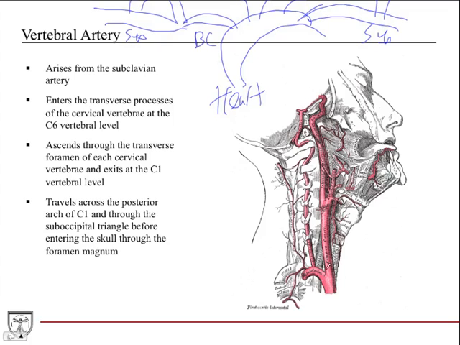And you can see that here, actually. Here's a good structure. Here's the subclavian artery. Here's your common carotid, which goes up and supplies the brain. Here's the subclavian that comes off here. This is a beautiful picture of your vertebral artery coming off the subclavian and then really the whole course. It enters the transverse processes of the cervical vertebrae, so it travels through those transverse foramen. Very important fact to know, C6 vertebral level, so it does not go through the C7 level. The vertebral artery does not travel through the C7 transverse foramen.